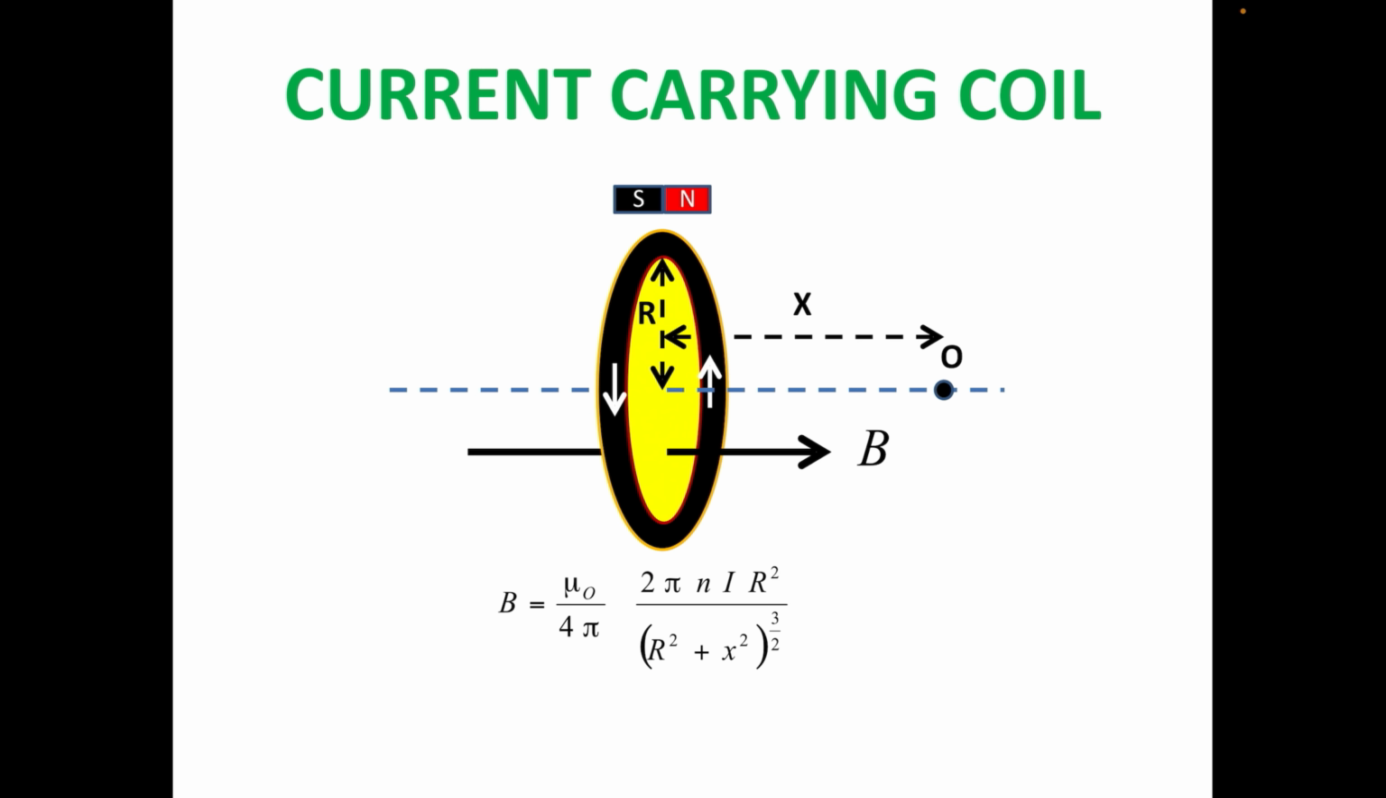magnitude of magnetic field on the axis of coil is given as B equal to mu naught upon 4 pi, 2 pi n I r square whole divided by r square plus x square raised to power 3 by 2. In this relation, mu naught represents permeability of air, N is number of insulated copper wire turns in the coil, I represents current flowing in the coil, capital R represents radius of circular coil, and capital X is distance of point of observation from center of the coil.